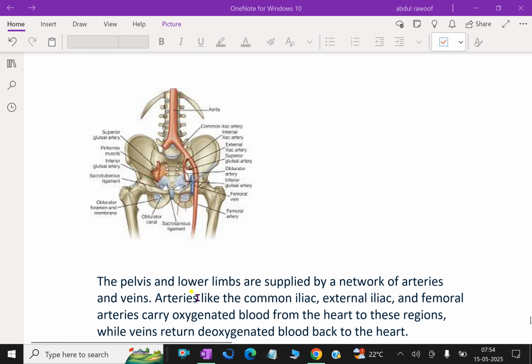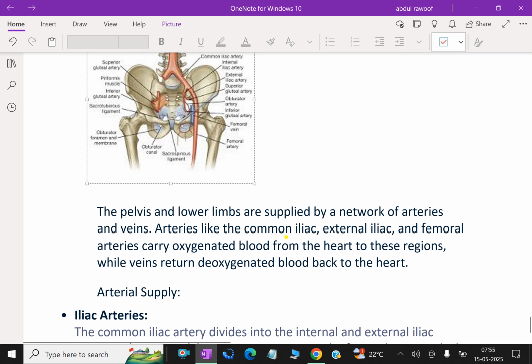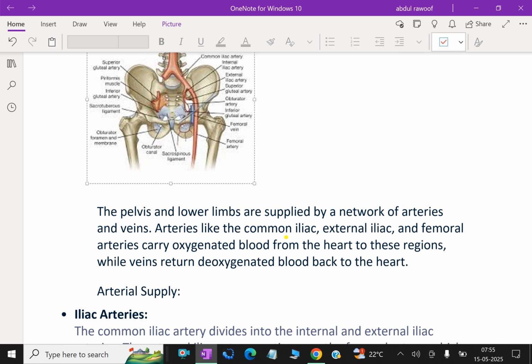The pelvis and lower limbs are supplied by a network of arteries and veins. Arteries like the common iliac, external iliac, and femoral arteries carry oxygenated blood from the heart to these regions, while veins return deoxygenated blood back to the heart.